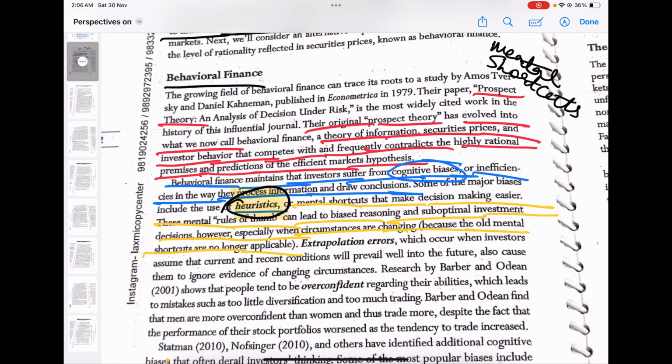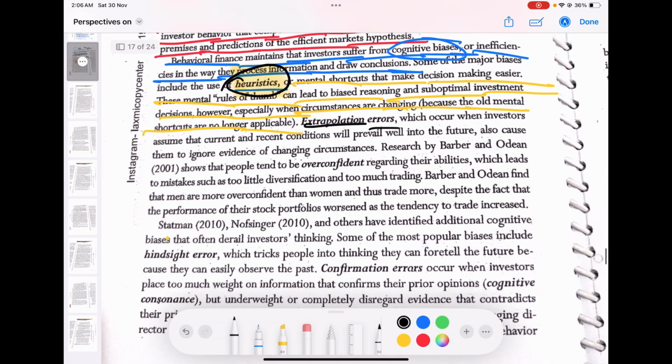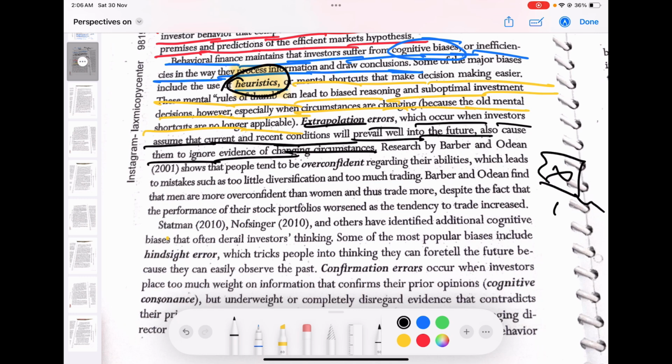That is heuristics. Okay, now let's go to extrapolation errors. Now, what is extrapolation errors? Extrapolation errors occur when investors assume that current and recent conditions will prevail well into the future, and also cause them to ignore evidence of changing circumstances. You can never assume that things are not changing and everything will stay just the same as how it is right now. That is not a nice way to think.